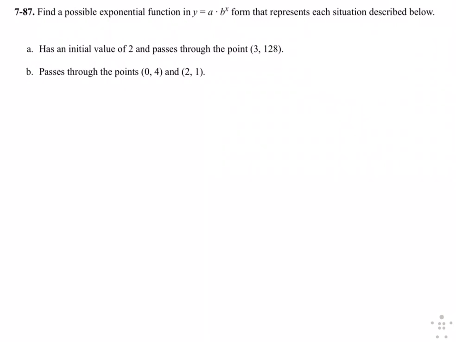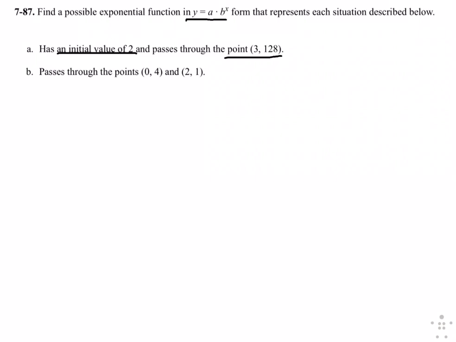Okay, for this problem, they're giving us 2 points and they want us to find the exponential function in the form y equals ab to the x. So let's start with question A. It says it has an initial value of 2 and then it passes through this point.